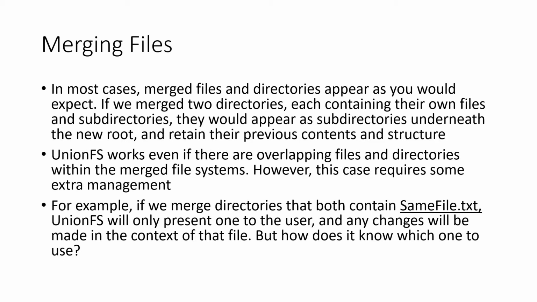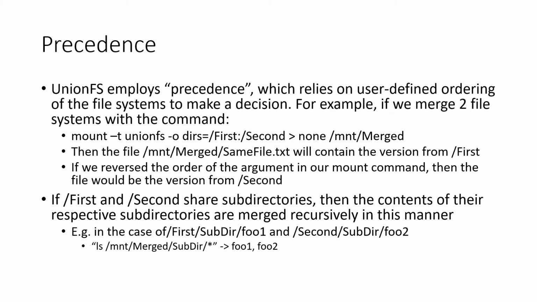So, for instance, if we have two directories with the same file with the same name, it's only going to show one of those files to the user, and the other one is just going to be ignored for the time being. And any changes that are made relative to that file will be made in the context of the one that we're seeing. But how do we know which one of those files is the one that we're actually going to use? And that comes up next.